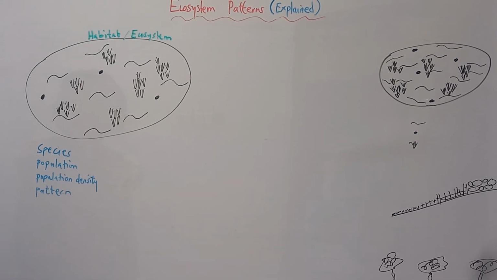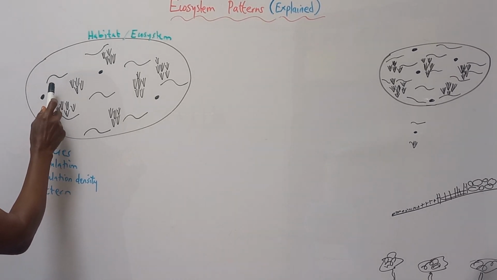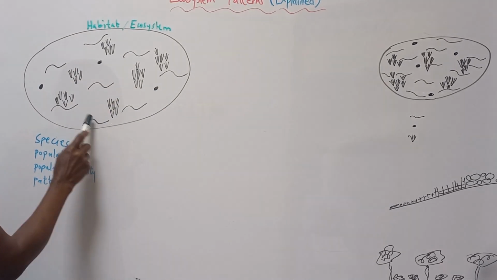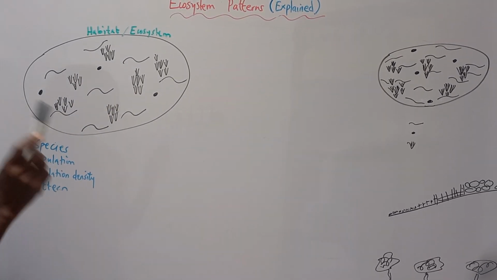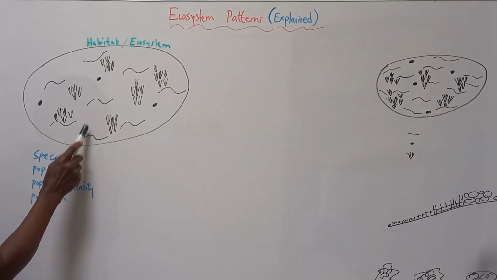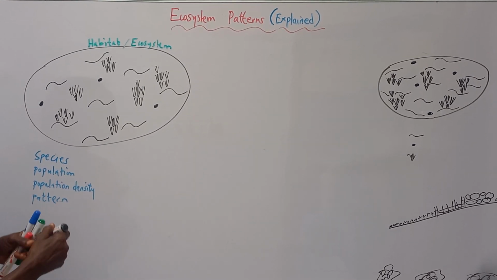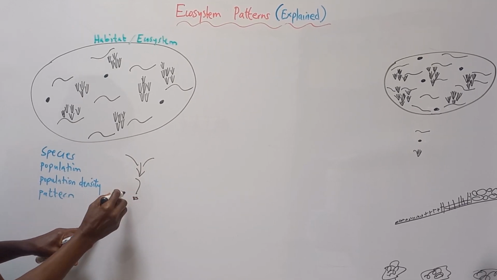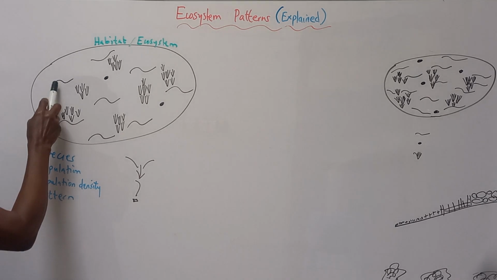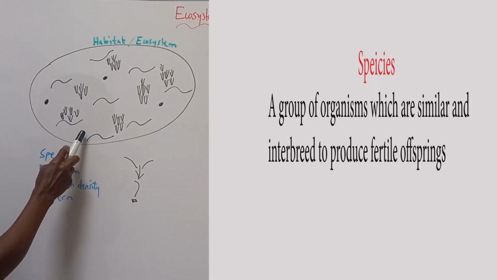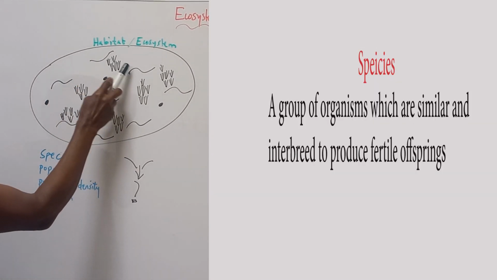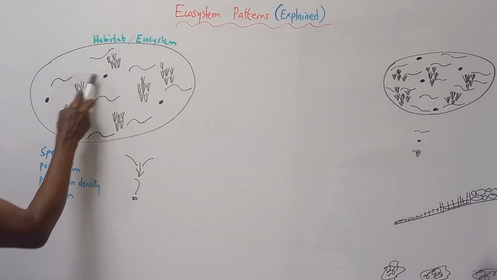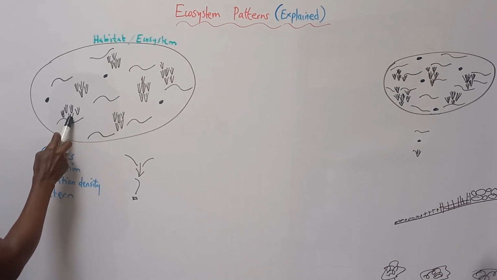So what is a species? A species is individuals that look similar, like these individuals look similar. They form a species, provided these individuals do not only look similar, but they can breed and form another individual which is fertile. So that's a species. This is one species, individuals looking alike that can interbreed to form fertile offspring. This is also another species, and this is another species.